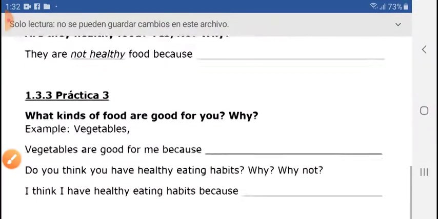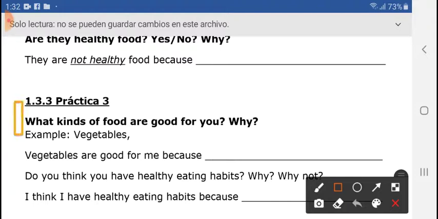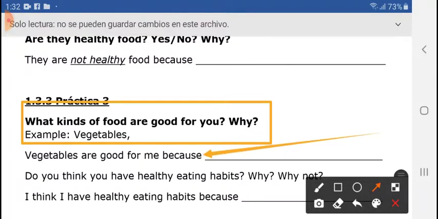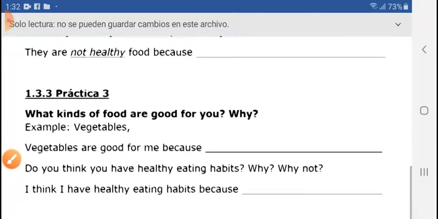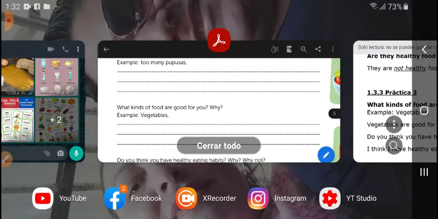Let's see some example. Here, what kinds of food are good for you and why? Example, vegetables. Here is the answer, la respuesta. Vegetables are good for me because, y ahí empezamos a escribir nuestra respuesta. Because they are healthy, because they have a lot of protein, because they provide carbohydrates, and see.